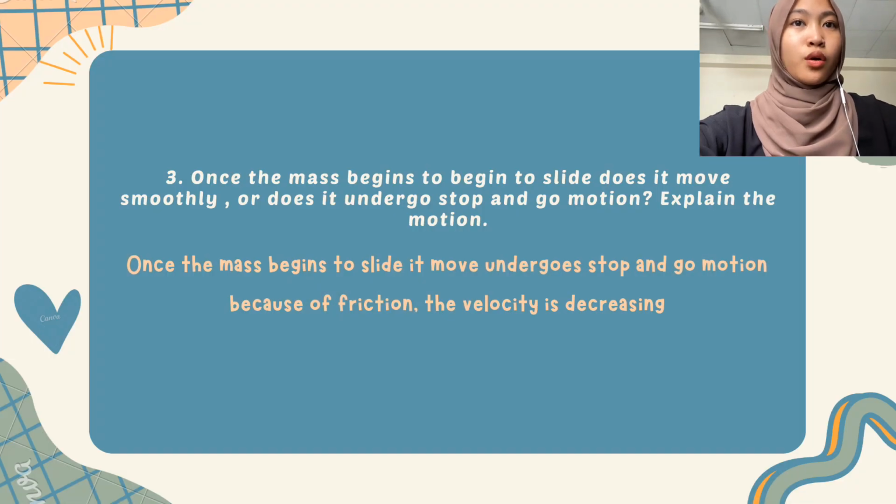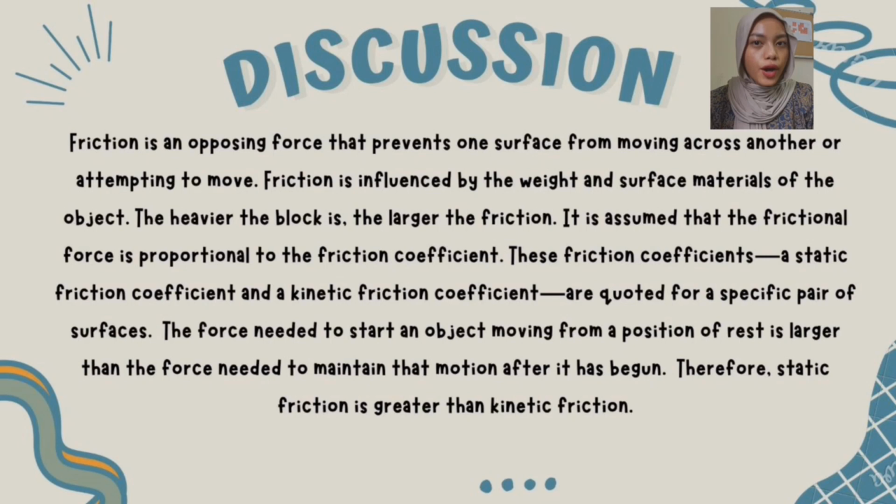Last one, number 3. Once the mass begins to slide, does it move smoothly or does it undergo stop and go motion? Explain the motion. So, once the mass begins to slide, it undergoes stop and go motion because of friction. The velocity is decreased. I will explain the discussion for the frictional force experiment.